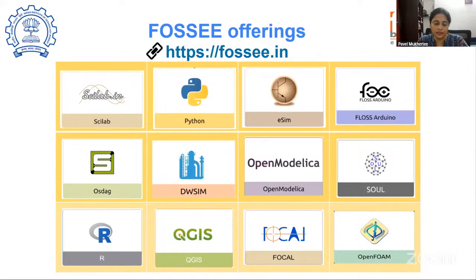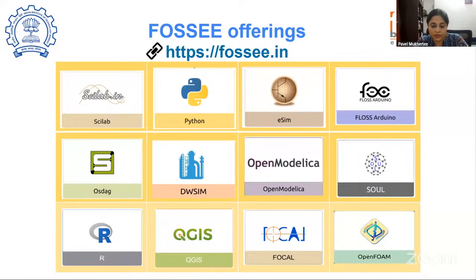In this slide you can see many tiles. I was just talking about the engineering and non-engineering branches of software that FOSSEE offers for training. So Scilab, Python. I think Scilab you all have learned, you all know about MATLAB. Scilab is a free and open source alternative for MATLAB. Python is widely used by everybody for all streams of education. DWSIM and OpenModelica for chemical, OSDAC for the steel industry, FLOSS Arduino and OpenPLC for free and open source hardware.